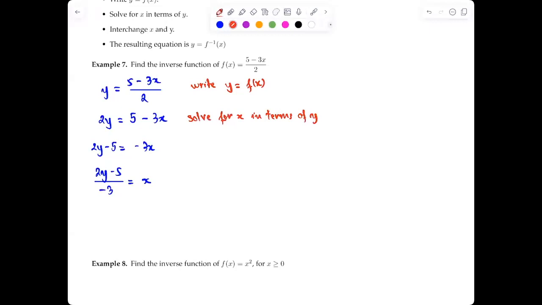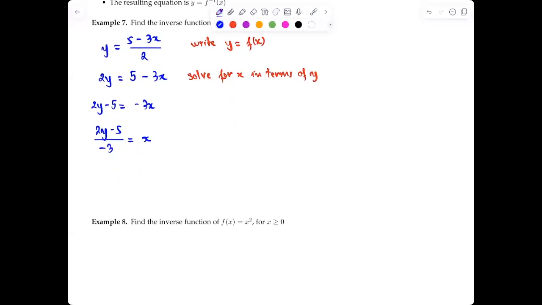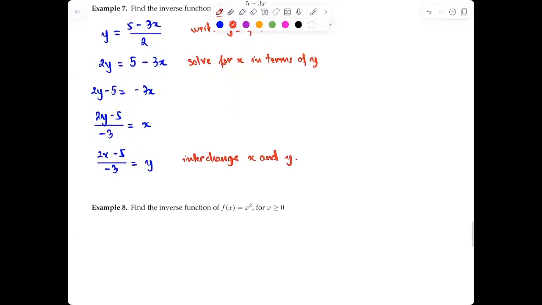Now the third step is to interchange x and y. So x becomes y, y becomes x. Here you got (2x minus 5) over -3 equal to y. So you just interchange x and y. So now (2x minus 5) over -3 is the inverse that you're looking for. So f inverse of x is (2x minus 5) over -3.